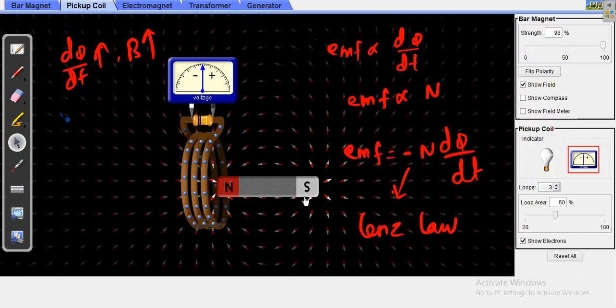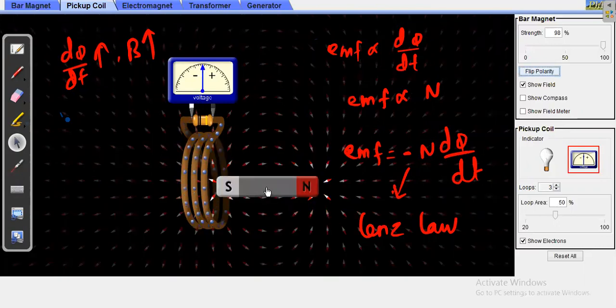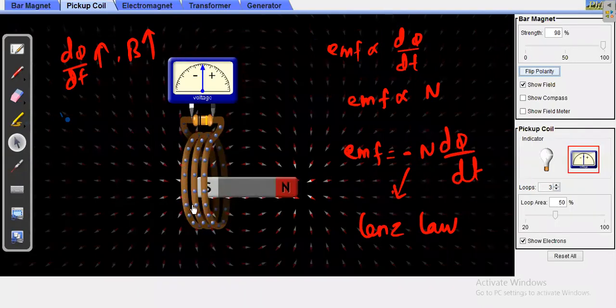Now I'm going to reverse the polarity. I have flipped the polarity. Now in which way is the deflection going when I move the magnet? I am always moving the magnet towards the left. In the first case it was going in the positive direction. In the second case it is going in the negative direction. So some directional property is there.